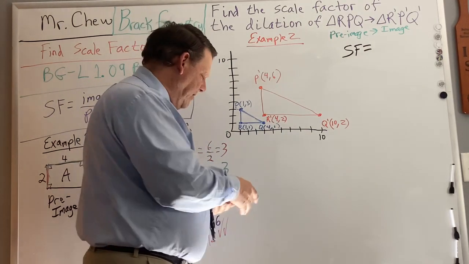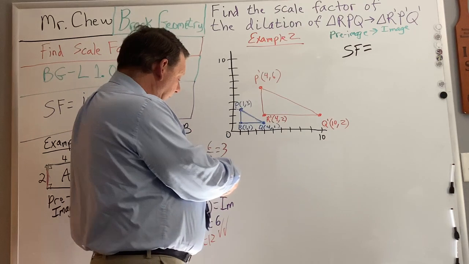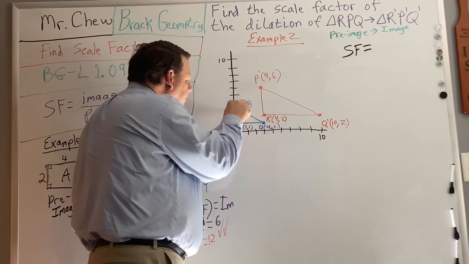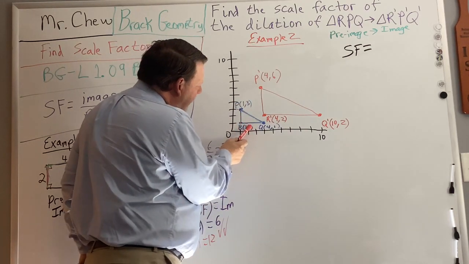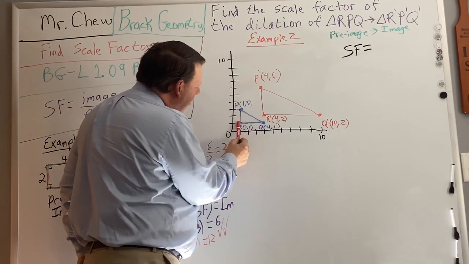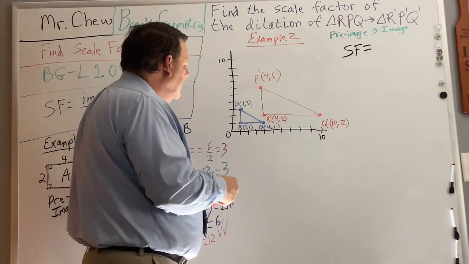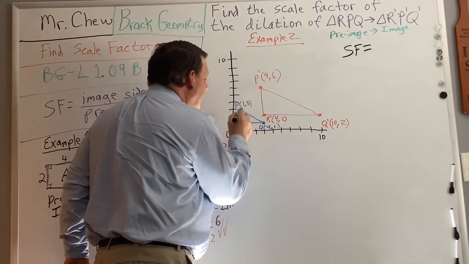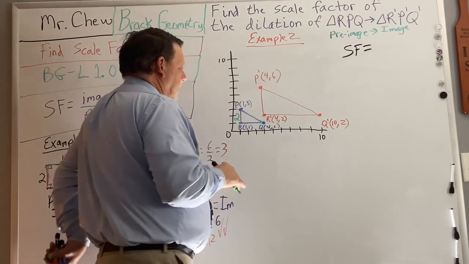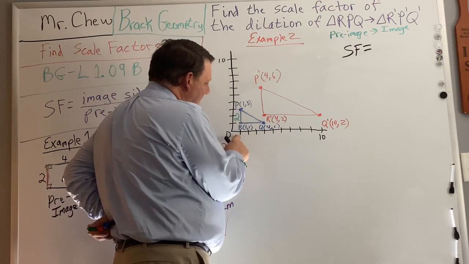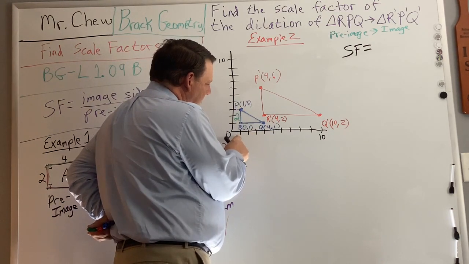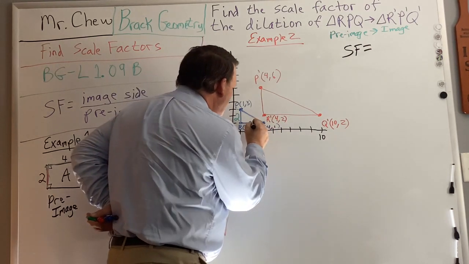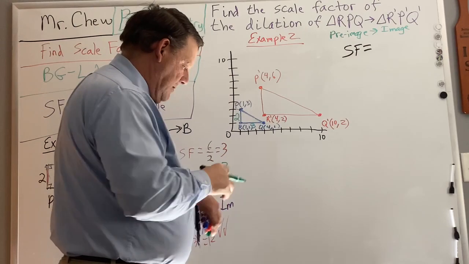But let's look at the other lengths. So, how far is it from R to Q? Well, we're going from 1 on the y-axis up to 3. So isn't that 2 units up? Sure is. Is this one easy to find? Well, we're starting at 1 on the x-axis and going to 4, so that's 1, 2, 3. So we know that distance is 3. All right?